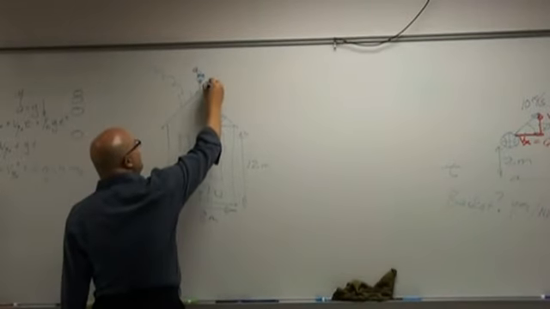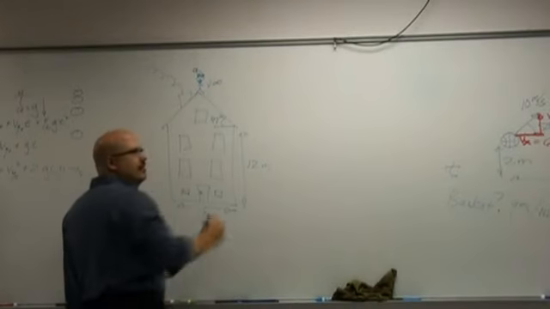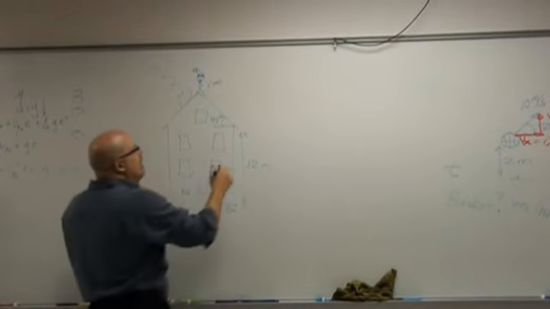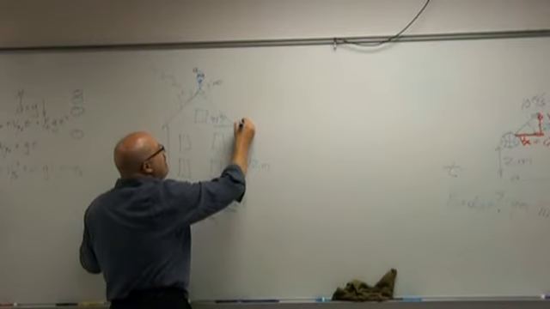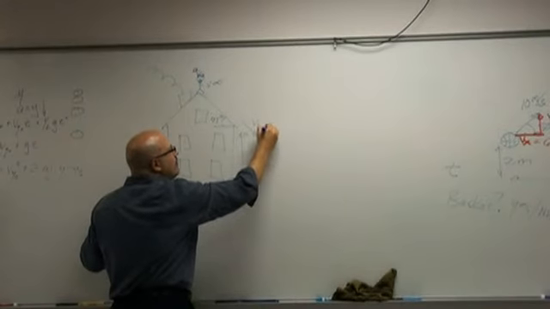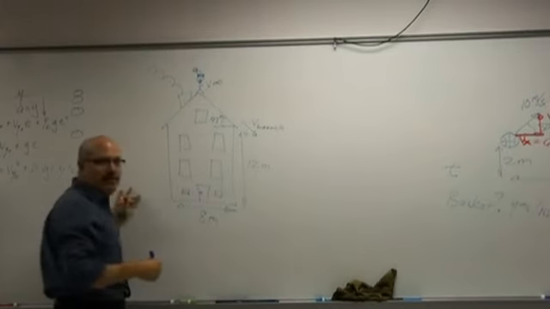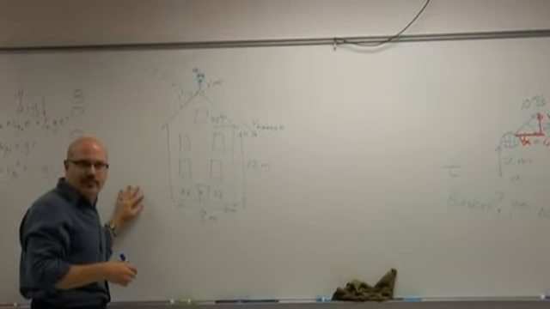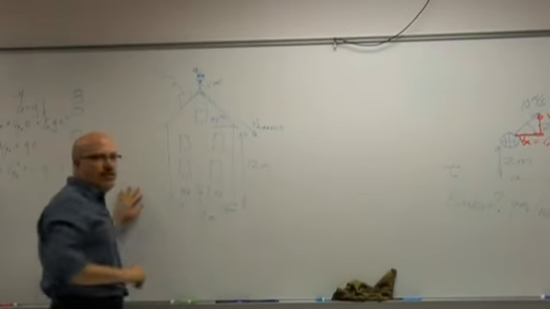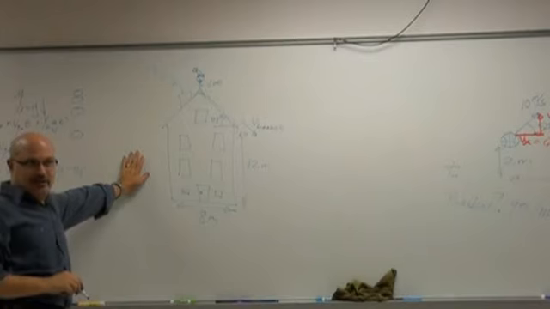Santa begins here with a velocity of 0. All right, I want you to figure out what is the launch velocity of Santa, assuming this is a snow-covered roof that's frictionless.